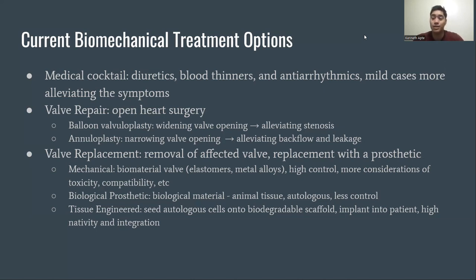The different prosthetics you can replace it with are either mechanical, biological, or tissue engineered. Mechanical prosthetics are just made of a biomaterial, usually elastomers like rubber. The main benefit is they allow for a lot of control because you can choose the geometry, the shape, the different moduli of the material, toxicity, etc. Biological prosthetics use biological material, usually animal tissue, and it does afford you less control than mechanical prosthetics.